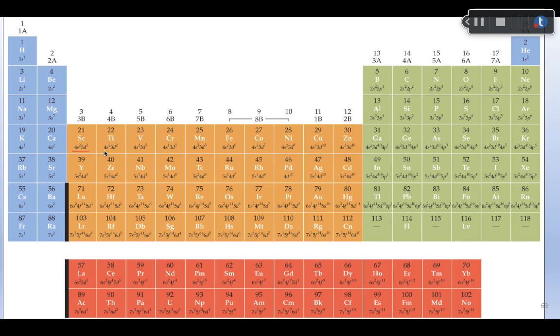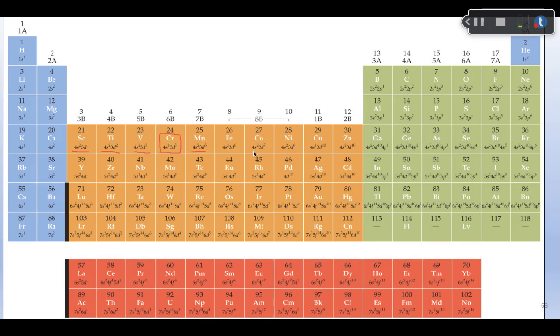Scandium 4s2 3d1, titanium 4s2 3d2, vanadium goes up to 3d3. Wait a minute, here comes chromium. What? 4s1 3d5. There's an anomaly. The next element will have 4s2 3d5. It's got one more electron, manganese does, but the pattern between vanadium and chromium is a little odd. We're not adding just one to the last subshell.